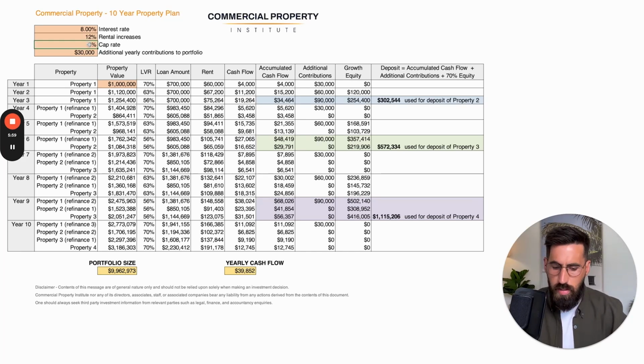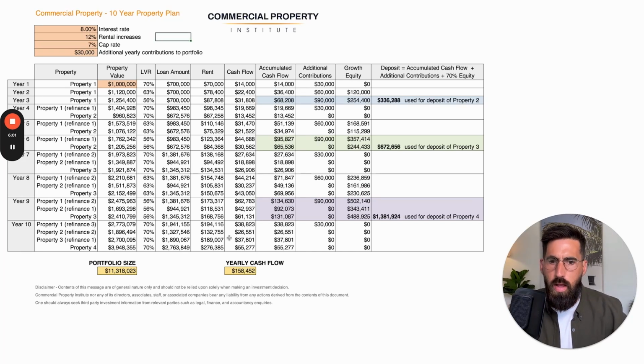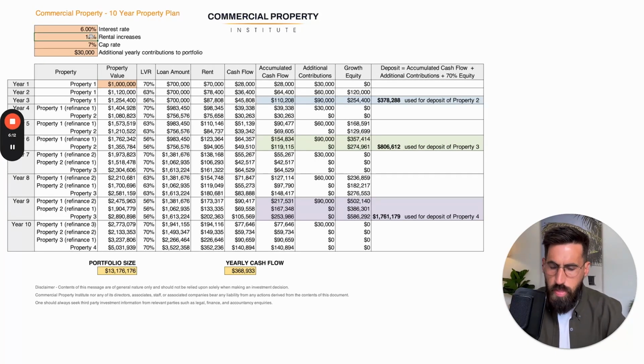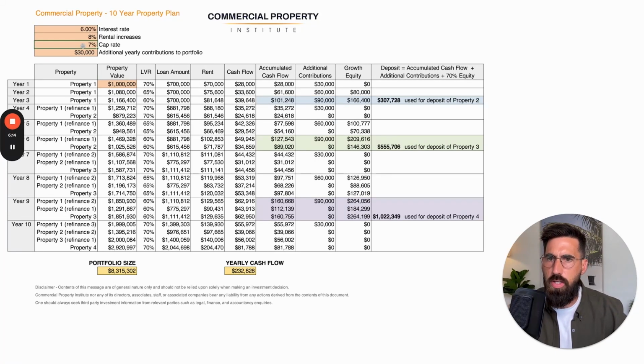If we go, say, a 7% cap rate, we look how that changes. Now $158,000 passive income. What some normal numbers that we'll look at is probably like a 6% interest rate with an 8% rental increase on average and a 6% cap rate. And we're looking at literally $130,000 passive income.